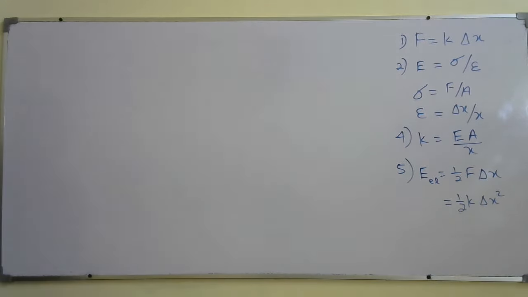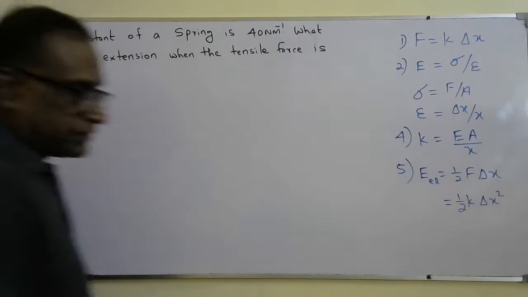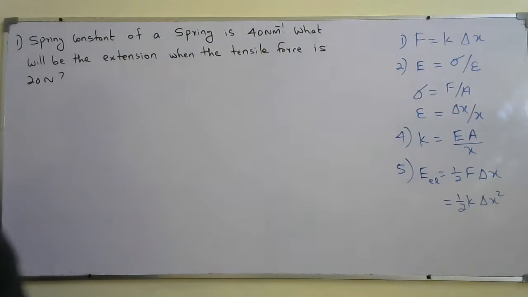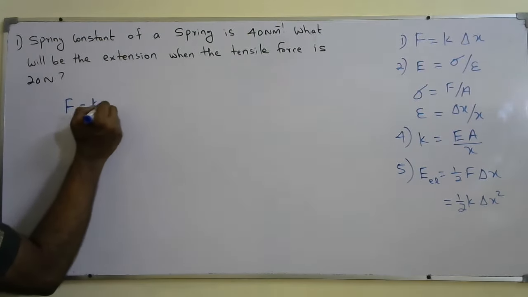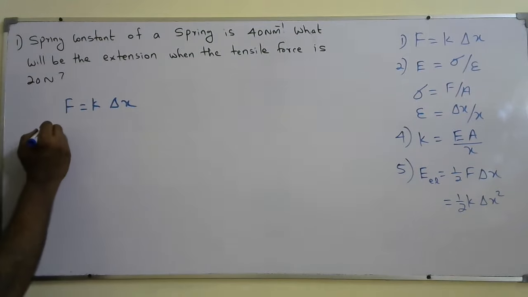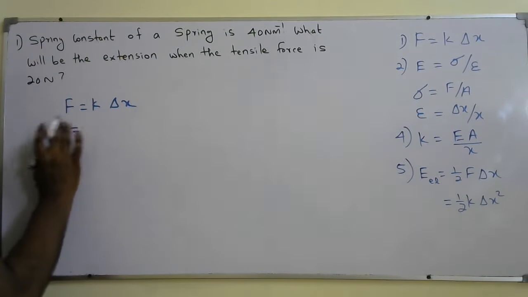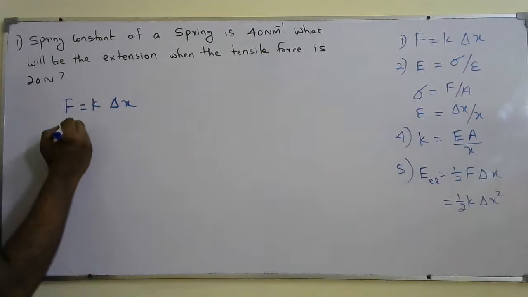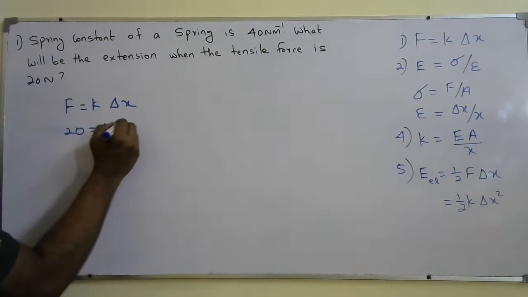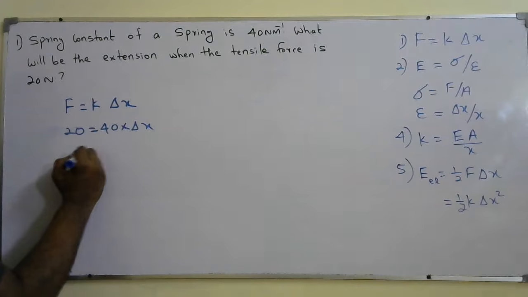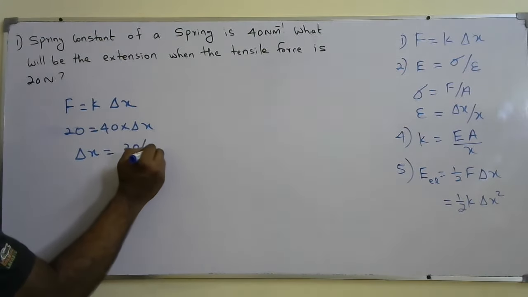Now we'll start questions one by one. Okay, first question, a very simple question. The spring constant of a spring is 40 Newton per meter. What will be the extension when the tensile force is 20 Newton? Use the equation F equals K times delta X. Force is 20, K is 40 times delta X. Delta X will be equal to 20 over 40, that is 0.5 meter.